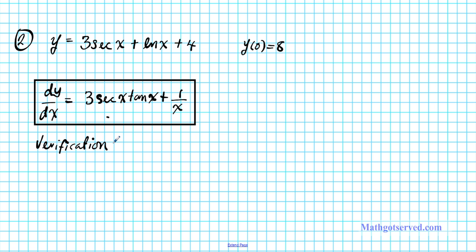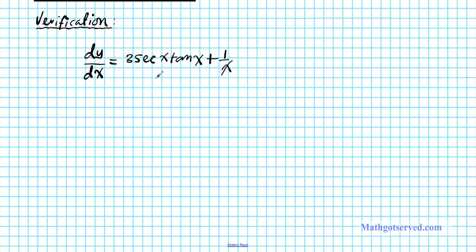Alright, so how do we carry out the verification process? We're just going to do the reverse operation of differentiation. So we'll start with the differential equation, dy/dx equals 3 secant x tan x plus 1 over x. We're going to use a method that we used before known as separation of variables that works nicely here. We want the y's on the left and the x's on the right.